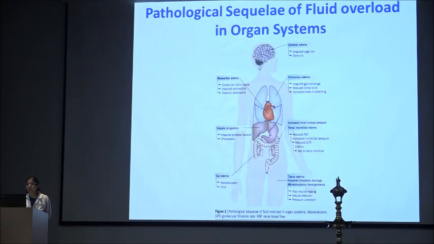This is the pathological sequel of fluid overload in organ systems. We can see that a state of fluid overload is deleterious for all the organs. It can lead to an increase in the renal venous pressure and renal interstitial edema, which can further reduce the renal blood flow. Then there will be reduced GFR, and thus the patient will land up in advanced uremia.